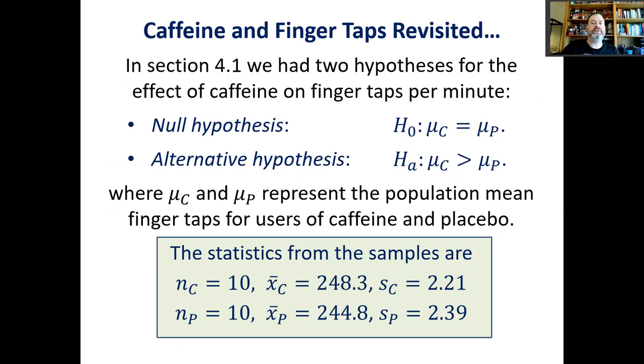So let's talk more about caffeine and finger taps. We left off in the previous video where we had an unanswered question, right? And the unanswered question was, do we have enough evidence from our sample to conclude that caffeine is causing the increased finger tap speed? And we had our null hypothesis, right? Mu C equals mu P. Alternative hypothesis, mu C greater than mu P. And here are the statistics from the sample. So that's all just recounting what we've already talked about in the previous slideshow. Again, if you forgot that stuff, go back and review it, because everything I'm going to go over with respect to this example is a direct extension of what we did in the previous section.